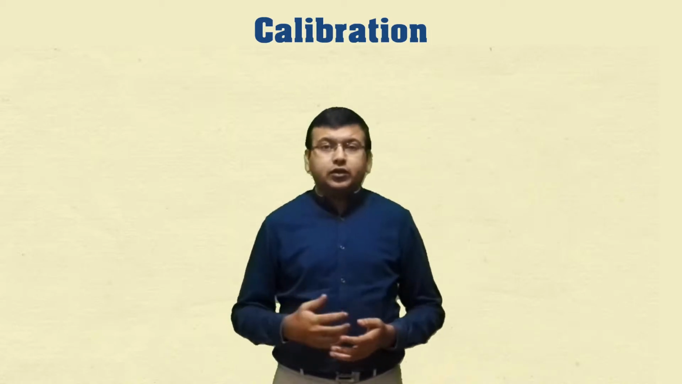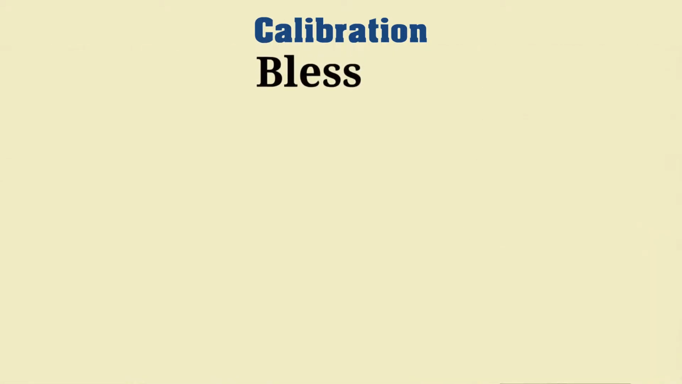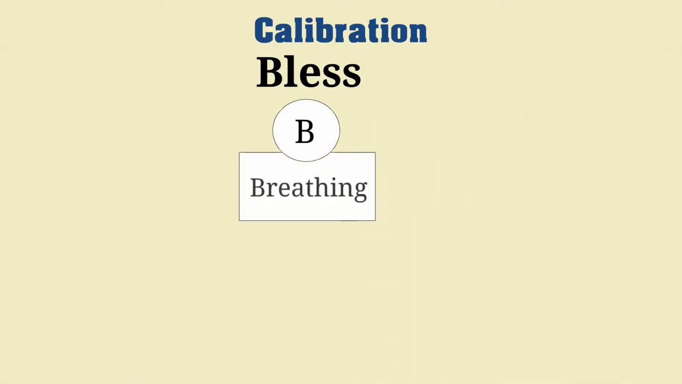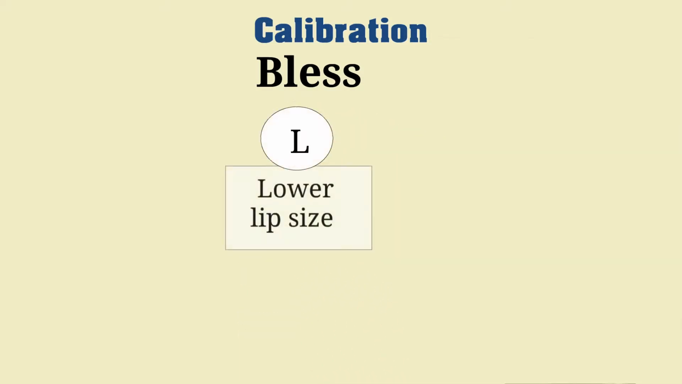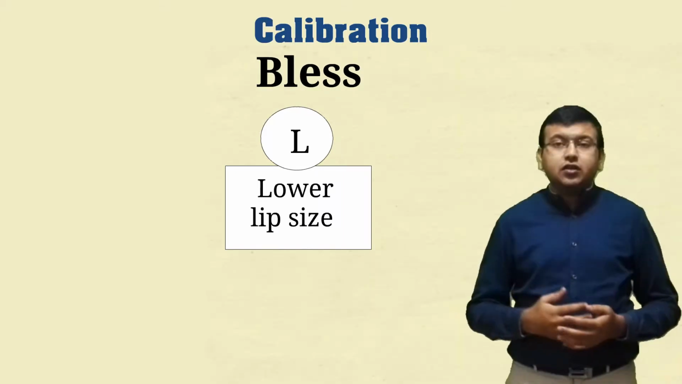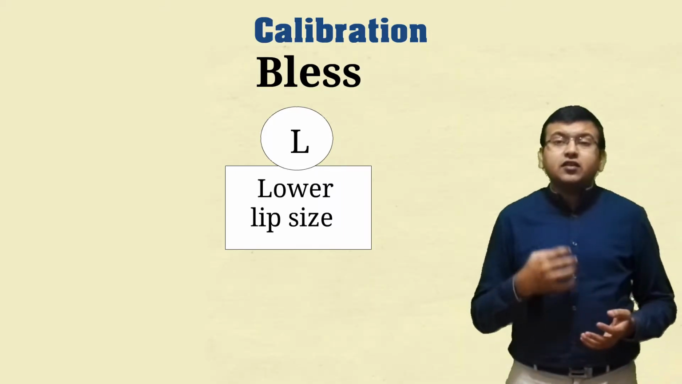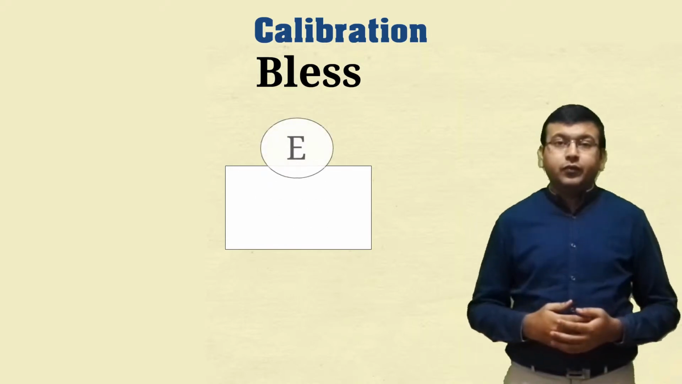Just to make it easier for you to understand, I am going to give you a list of things to begin with. To remember the list, you can use the acronym BLESS. B stands for breathing. It includes the rate of breathing, is it fast or slow, location of breathing, whether it is the chest or the stomach. L stands for lower lip size. As the client's emotional state changes, you will notice subtle changes in the size of their lower lips.